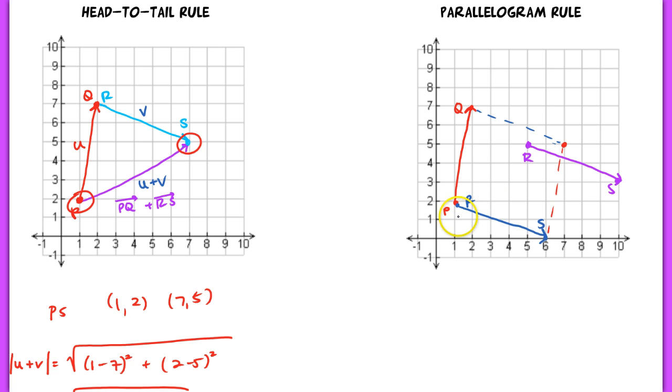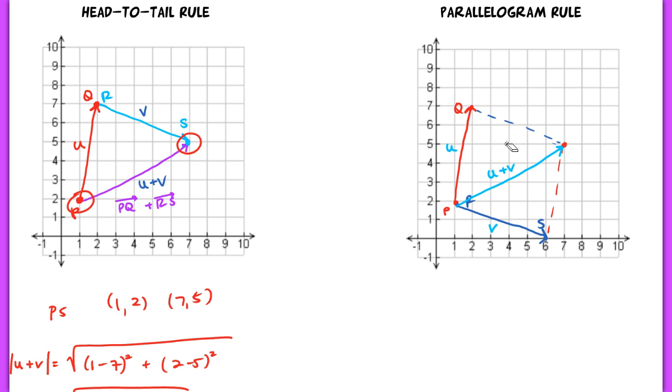Now I create that parallelogram here, just translating those sides and creating parallel lines. And then I create the diagonal of this parallelogram. So here's the resultant. Okay, and again, if I use the same notation as the last one, u and v, this is going to represent u plus v.